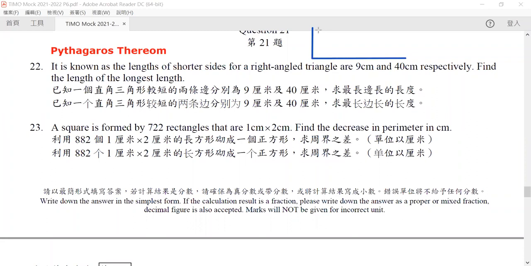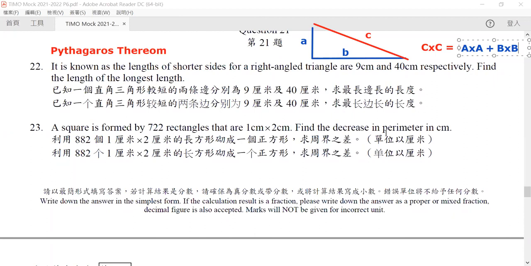Now, if we have a right angle triangle with sides A, B, and C, where C is the hypotenuse, the Pythagoras theorem says that the lengths of these three sides are correlated. We know that C multiplied by C is exactly equal to A multiplied by A plus B multiplied by B, in other words, C squared equals A squared plus B squared.